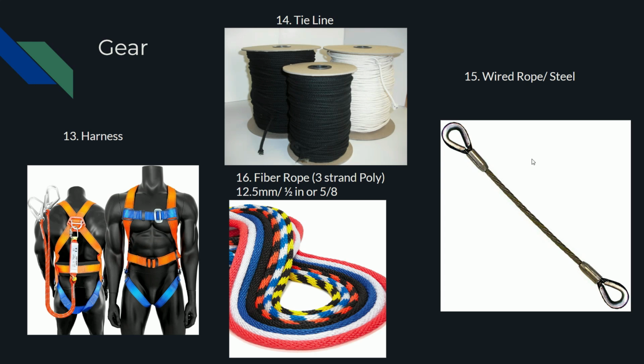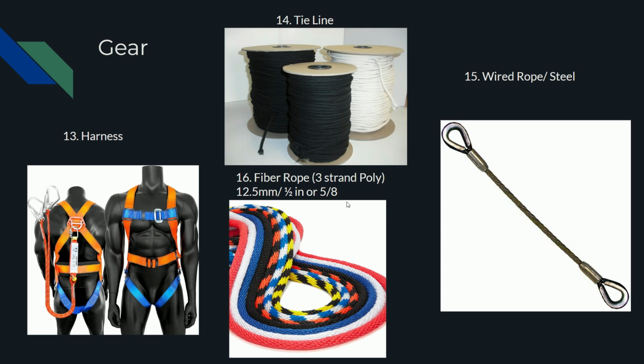15 over here is the wire rope, or what we call just steel. They come in 5 foot, 10 foot, 15 feet, 20 feet. 25 is rare, but I've seen it. 30 is rare, but I've seen it. And this is basically what you use to create bridles in the air. And bridles we're going to cover a little more later on.